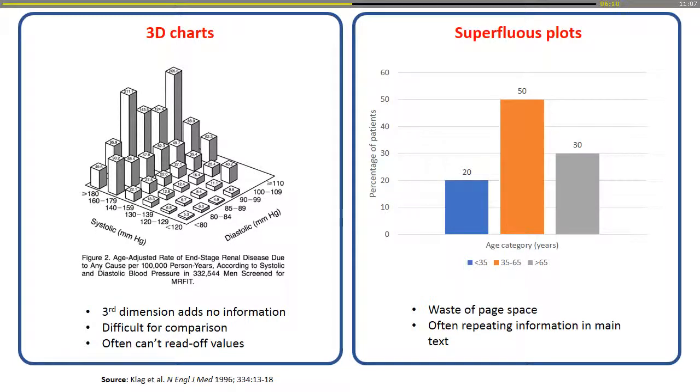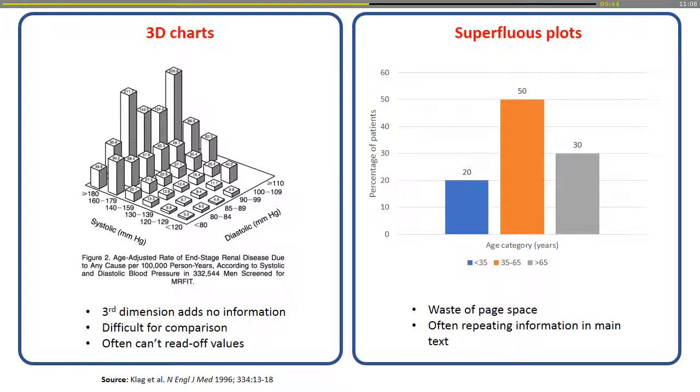Absolutely never submit 3D bar charts. That third dimension usually adds no information, or if it does, they're very difficult for comparison. This is very hard to read. This one from the New England Journal, you often can't actually read off the values, so they're just generally not useful. Graphs where you've only got a small number of statistics, we tend not to need them.